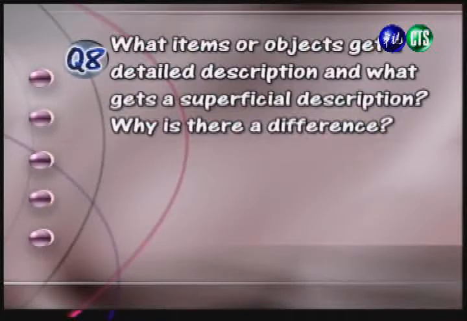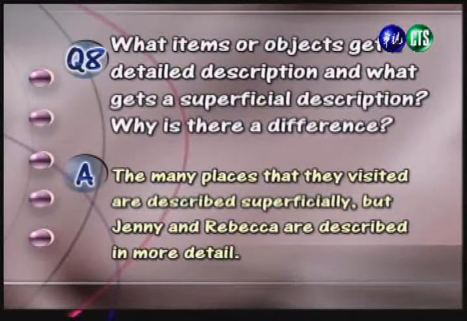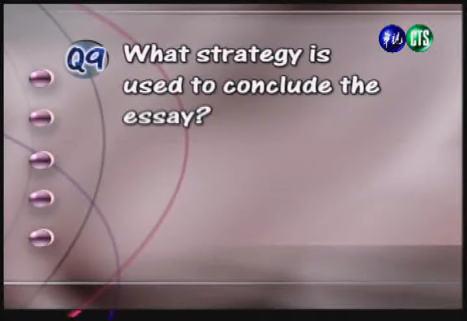Why is there a difference? Right, so the many places that they visited are described superficially, but Jenny and Rebecca are described in more detail because the point is not really to talk about the good places that you go to, but instead the key point of the essay is meeting Jenny and Rebecca and showing that this made the vacation special. 好，那我们会发现呢，在文章中描述地点的地方是比较一笔带过就可以结束的。但是在描述这2个女孩 Jenny 跟 Rebecca 的时候，她运用了比较多的细节。这是因为这些地点并不是这篇文章的最主要的重点，最重要的重点是碰见这2个女孩，然后改变她们一生。接下来我们来看最后一个问题，第9题。文章总结的时候，它运用的是什么样的方法呢？ What strategy is used to conclude the essay?